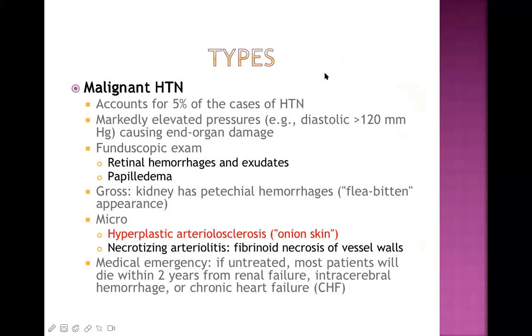Now let's talk about malignant hypertension. It accounts for just 5% of the cases of hypertension, so less common than benign. And according to the definition, the blood pressure is extremely high. Now look here, the diastolic blood pressure is more than 120 millimeters of mercury, which causes end organ damage.